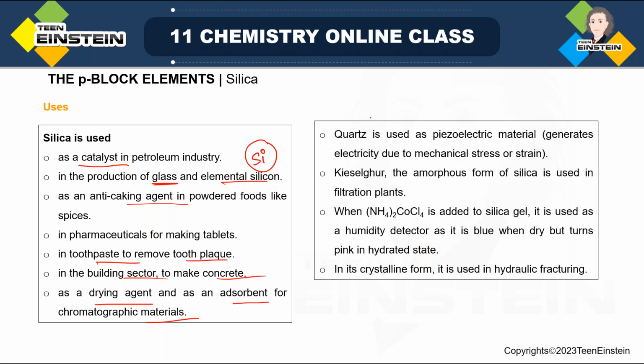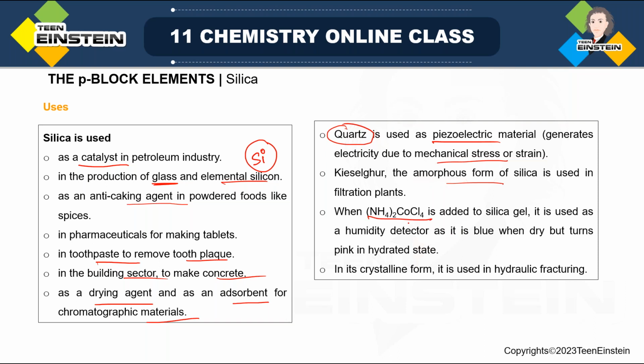Some more applications. We know that quartz is a form of silica. It is used as a piezoelectric material. Piezoelectric materials are those materials that can generate electricity when there is some mechanical stress or strain. Then Kieselguhr is the amorphous form of silica. Quartz is the crystalline form, but Kieselguhr is the amorphous form of silica, which is used in filtration plants.